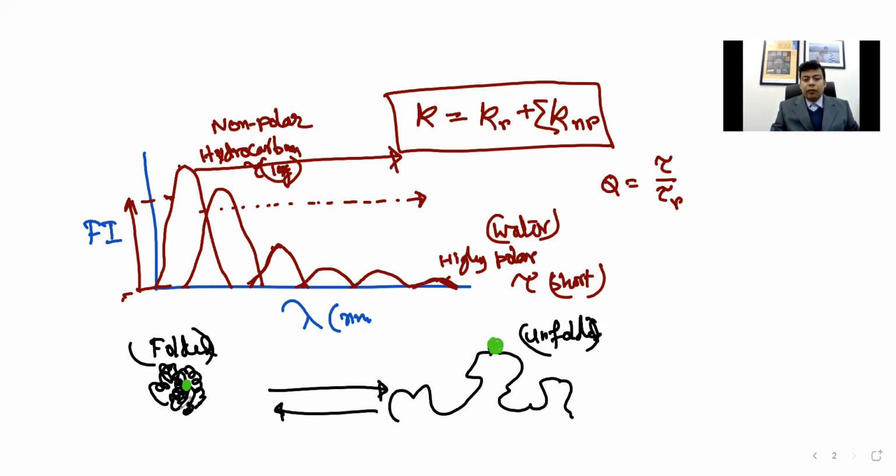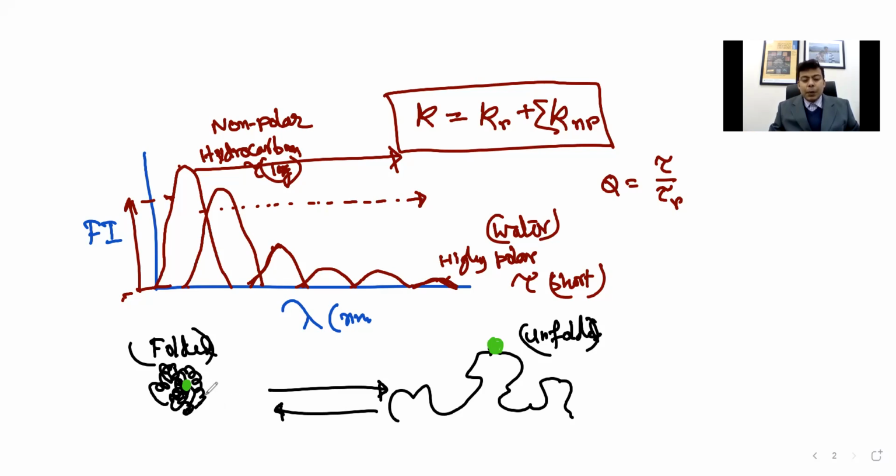Whereas in the folded form, where the tryptophan is buried in the hydrophobic pocket, you are going to see much higher fluorescence intensity, higher quantum yield, longer fluorescence lifetime, and of course, much smaller fluorescence Stokes shift. And if you are studying the folding process kinetically or in an equilibrium manner, you should be able to go from one end of the solvent quality to the other end of the solvent quality.